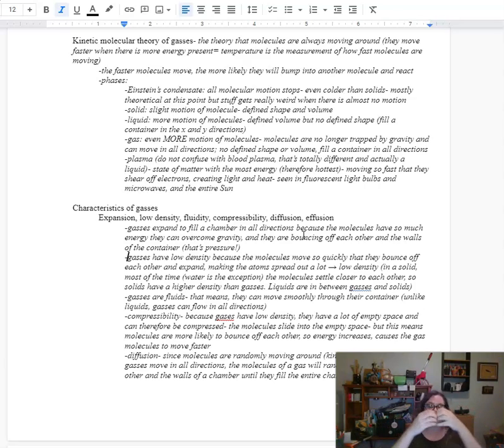If things are spreading out, remember that's expansion, that's also decreasing the density, because density is how much stuff is in a certain area. It's the amount of grams in a certain volume.